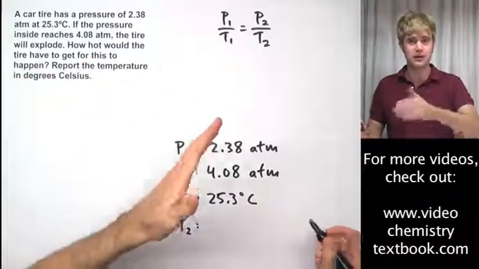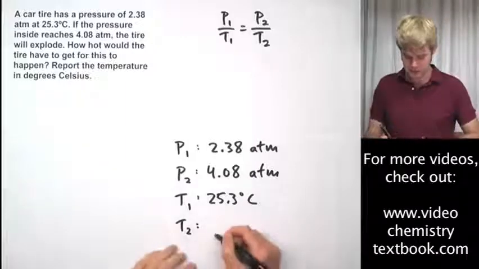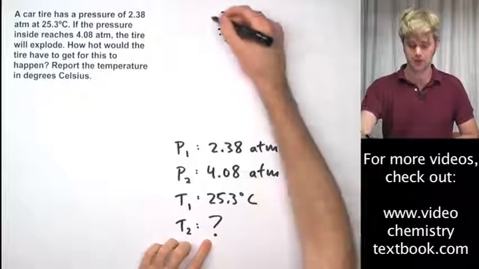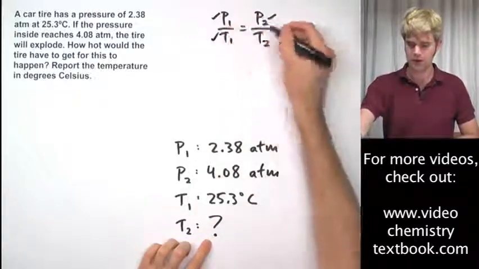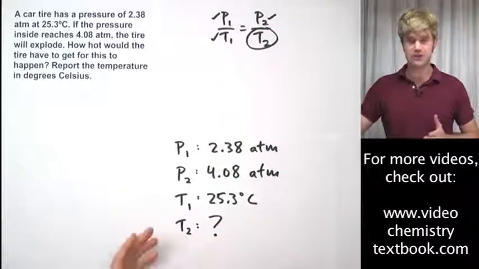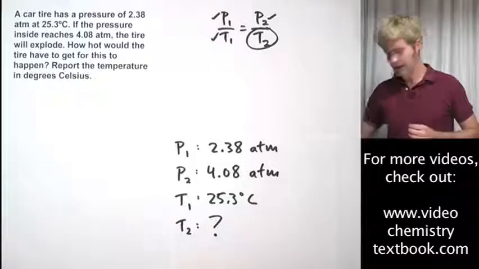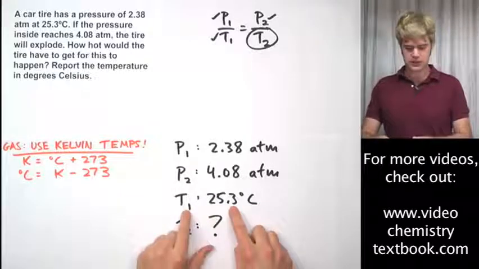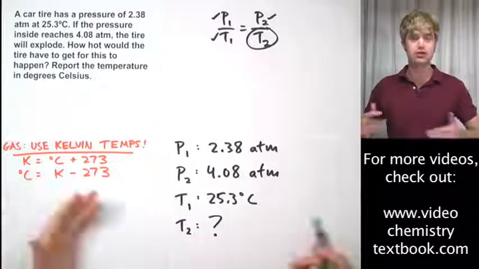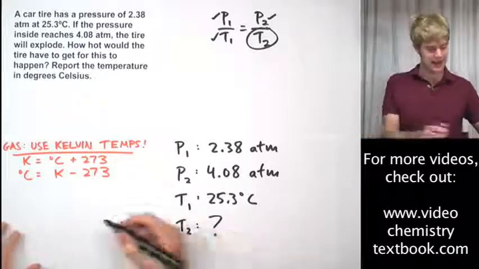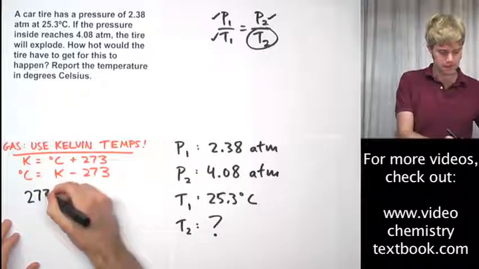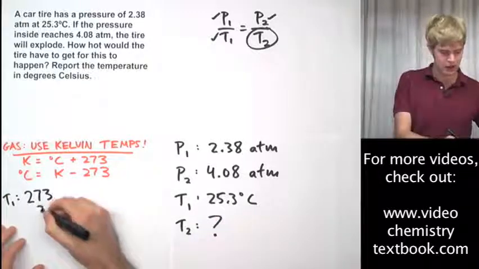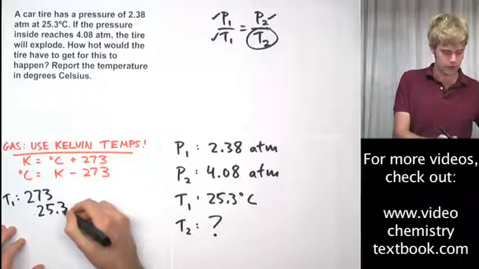How hot would it have to be for the pressure to get that high? So T2 is going to be the variable we're going to solve for. We know P1, we know P2, we know T1, and T2 is the variable we're solving for. Now again, let's convert our Celsius temperature, that's T1, into Kelvin so that we can use it for gases. Again, we take 273 and we add 25.3 to this.